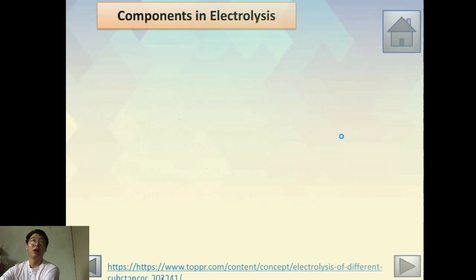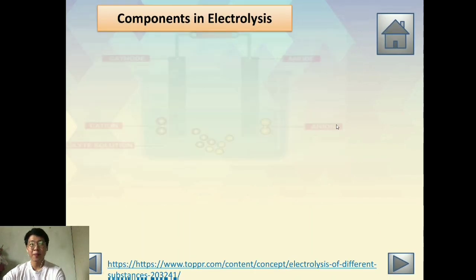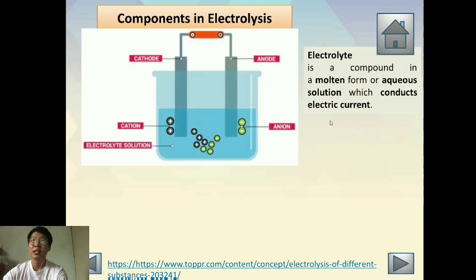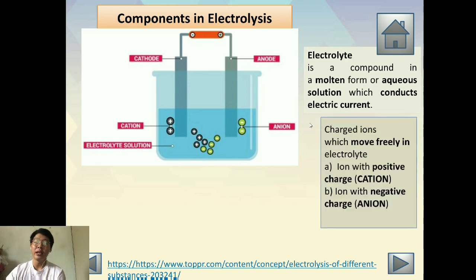What are the components in electrolysis? Electrolysis has three components. The main component is the electrolyte. It is a compound in molten form or aqueous solution which conducts electricity, for example, NaCl solution. In the solution, it contains charged ions. The charged ions move freely in the electrolyte. The charged ion with a positive charge is the cation, and with a negative charge is the anion.